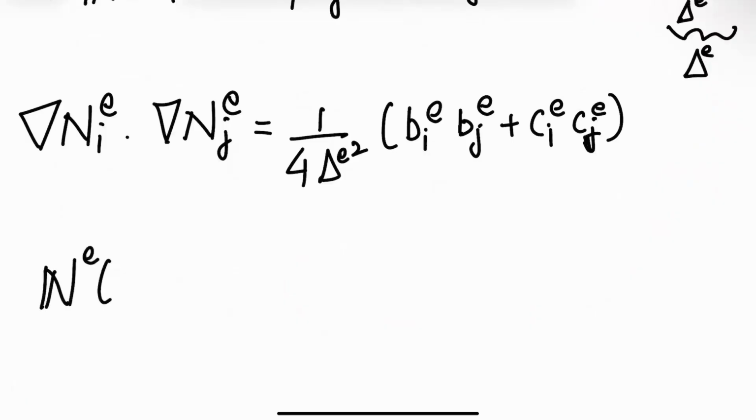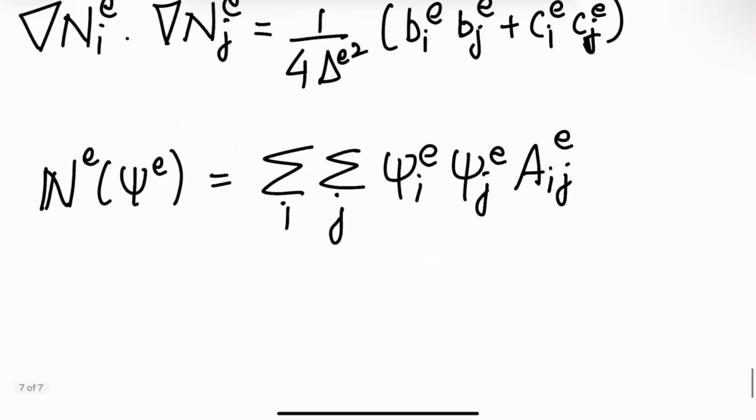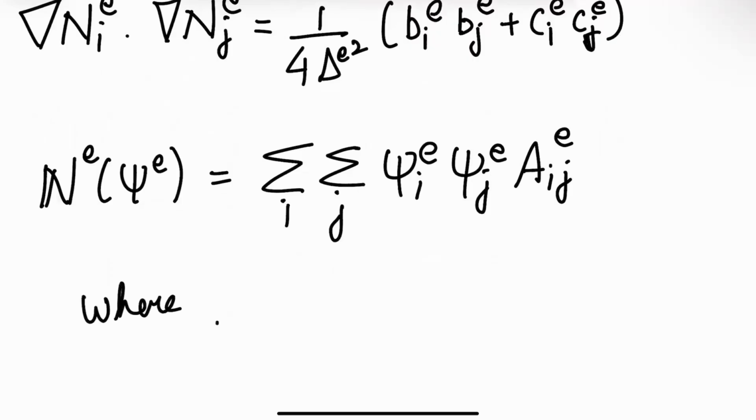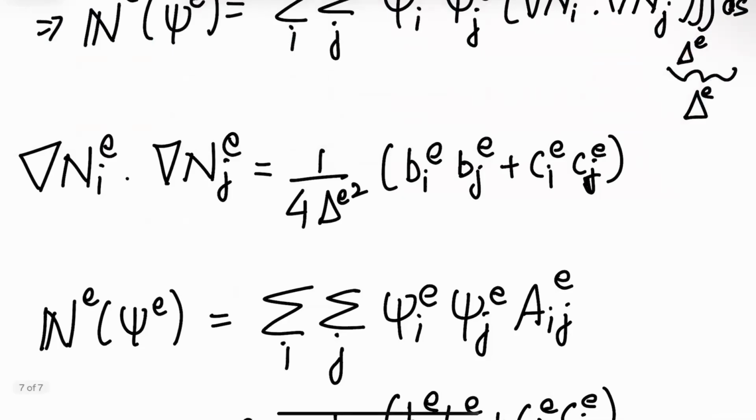the numerator NE of psi e. So the numerator of the functional for every element psi is nothing but summation over i, summation over j, psi ie, psi je, aij,e. Okay, where aij is the same stiffness matrix element that we discussed earlier. Now we've derived it. BIE, BJE, plus CIE, CJE. Okay, because the triangle squared and the other triangle got cancelled, right? This one went away.